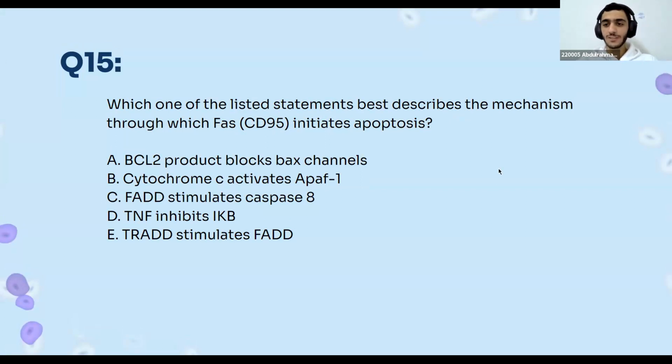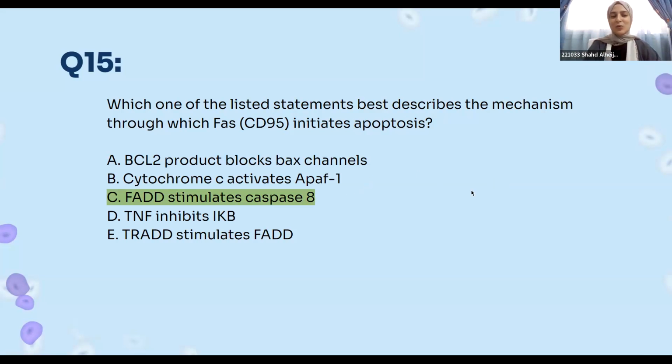Most of you are saying E, so now we have a few C's. C is my bad. So, okay, it's the correct answer. Good job. So we said FADD would stimulate caspase 9.